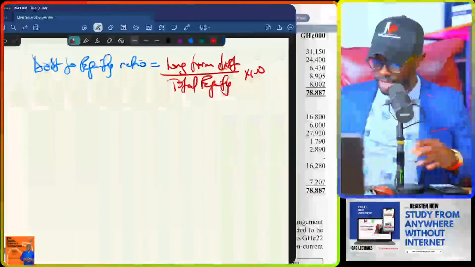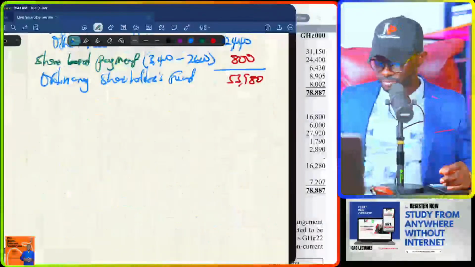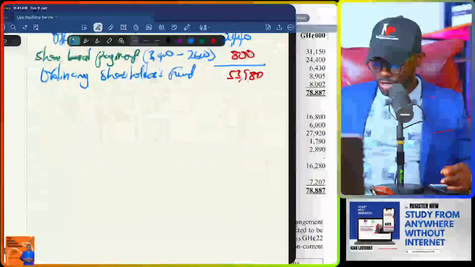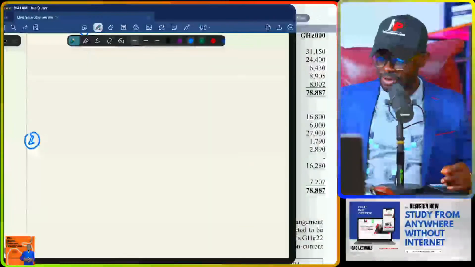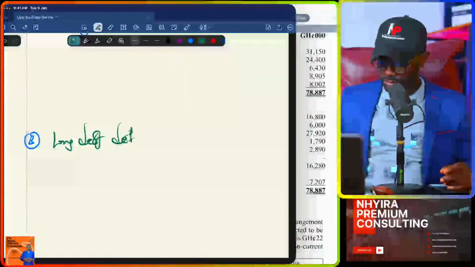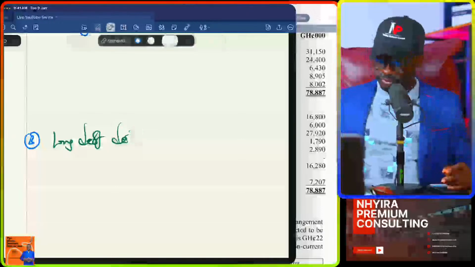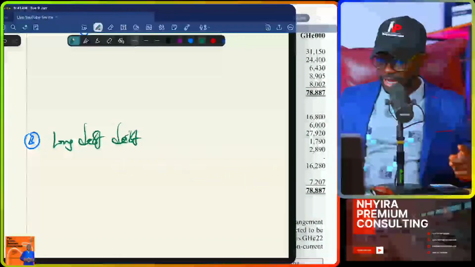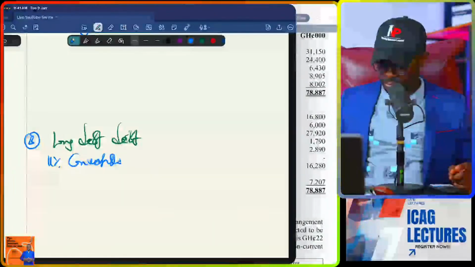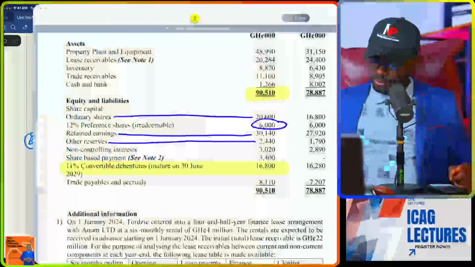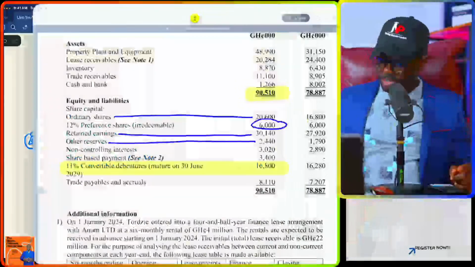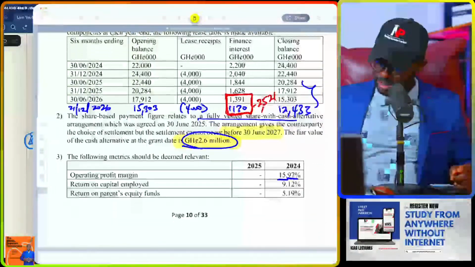So if I come here, can I work it? I'm trying to see whether I should work it separately. That's why I'm moving like that. So long-term debt. We bring in the 11% convertible bond, which is going to be 16,800. Then we bring in the liability component.